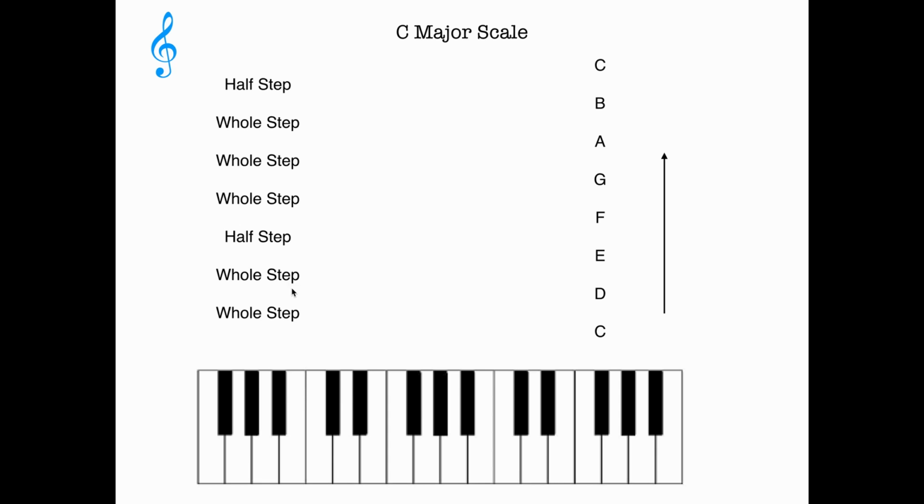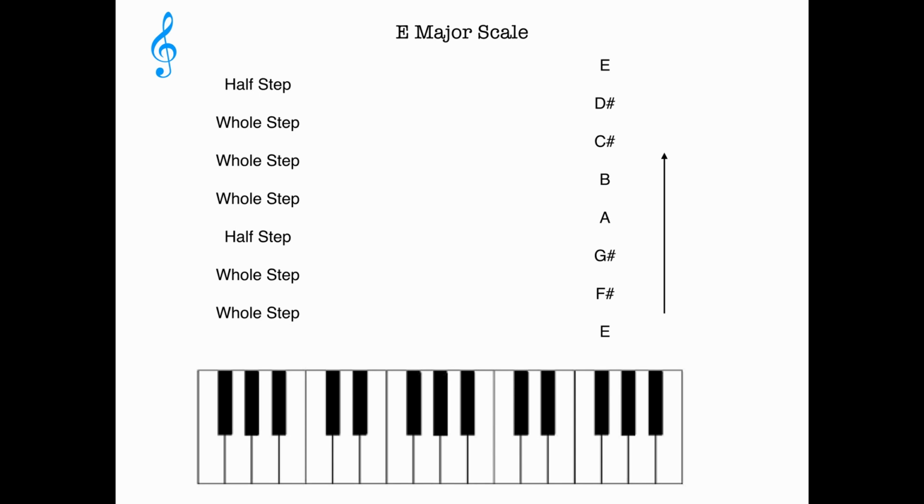Another whole step brings us to E: D, D sharp, E. A half step is E to F, followed by a whole step, G, another whole step, A, another whole step, B, and a final half step brings us to C. And that is how you can construct a major scale using these intervals.